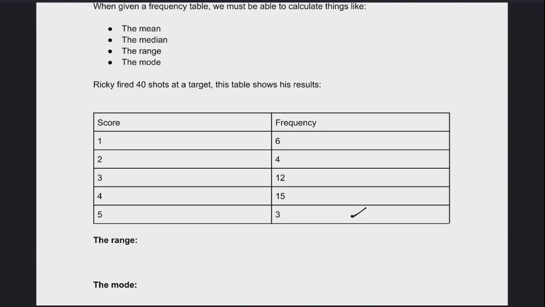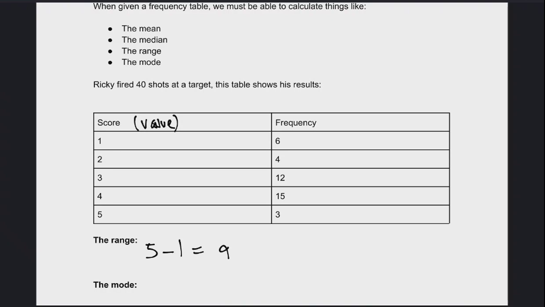So the first question is, what is the range? Well, the range is always going to be the largest value minus the smallest value. So when we think about the value, we're always thinking about that left column. The largest value is going to be 5, the smallest value is going to be 1, so 5 minus 1 is 4, because he's only ever scored between 5 and 1. So the range is going to be 4.